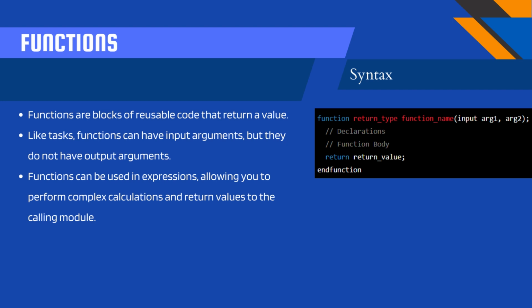End function. In this example, return_type is the type of the value that the function returns, function_name is the name of the function, and arg1 and arg2 are input arguments to the function. The body of the function goes between the function and end function keywords and can contain any valid SystemVerilog code. Finally, the return statement specifies the value to be returned by the function.